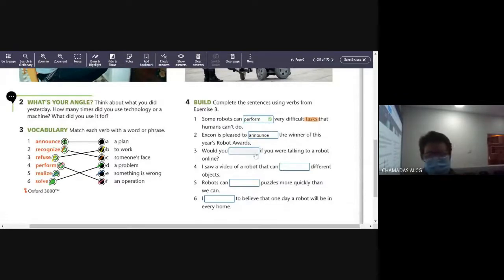Number 3. Yeah, that's something good. So this is a good question: would you recognize if you were talking to a robot? Yeah, it depends. I agree. Because sometimes you're talking to a person and you think it's a person, but it's a robot. I've seen some apps that are really scary. You start talking to the app, and then it's not a real person talking to you, it's a robot. It's really crazy.